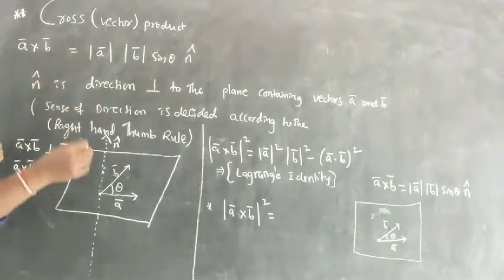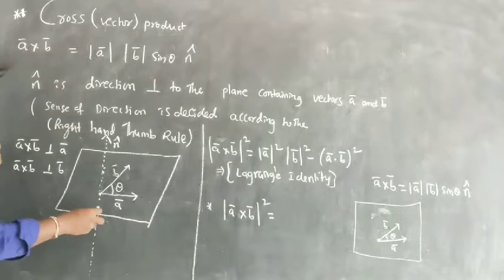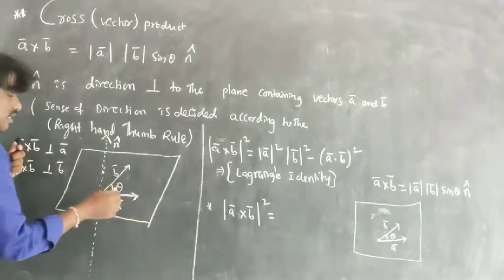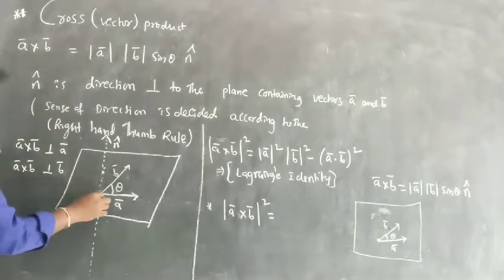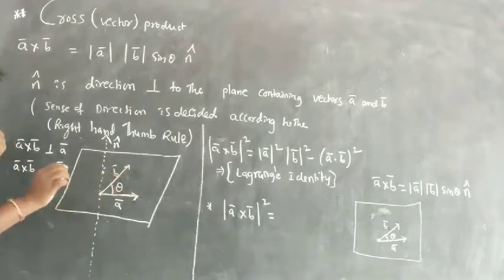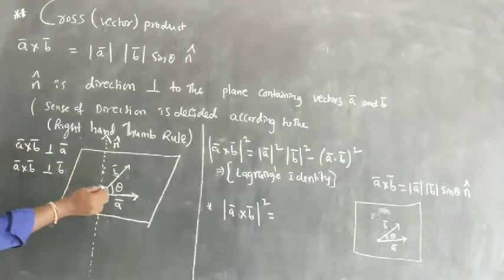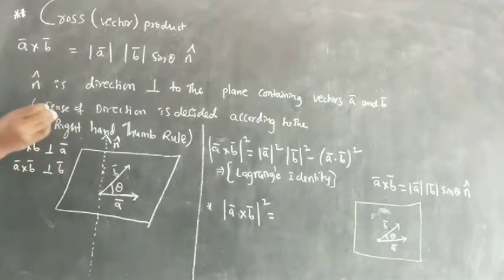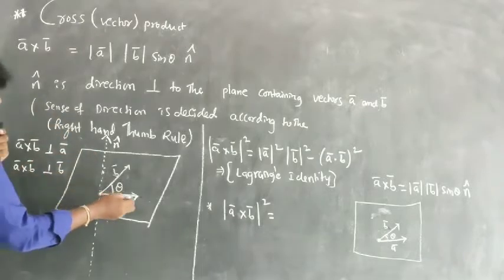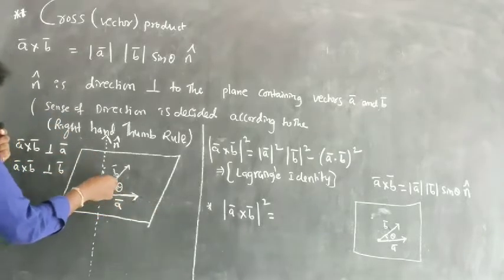This is A cross B. So this A cross B will be perpendicular to this A vector. This A cross B will be perpendicular to this B vector. Are you getting it? Now A cross B is this. This is A cross B. A cross B is this one. So A cross B will be perpendicular to A vector and B vector.